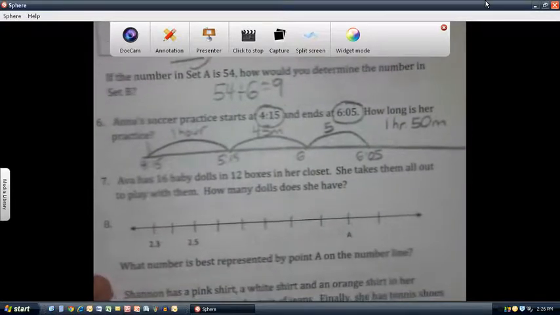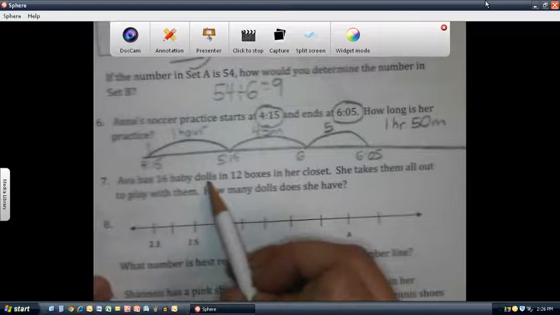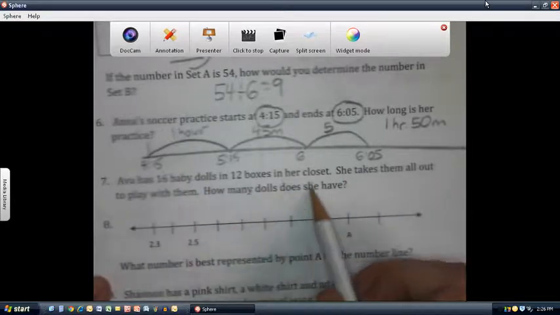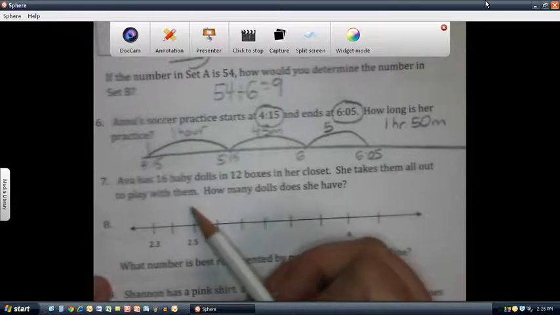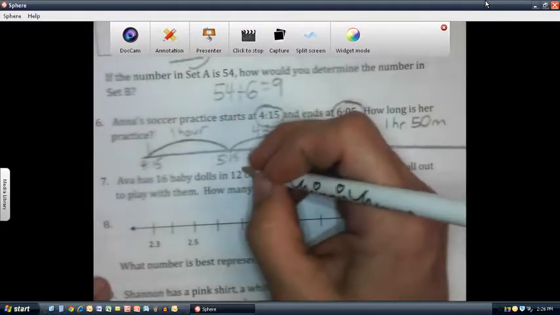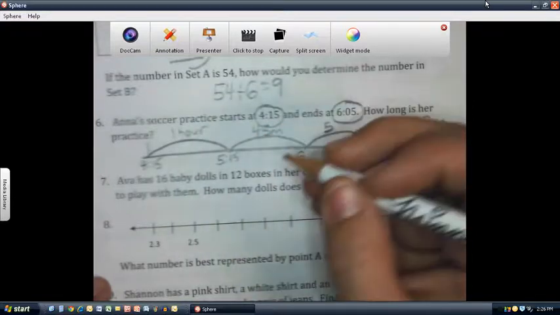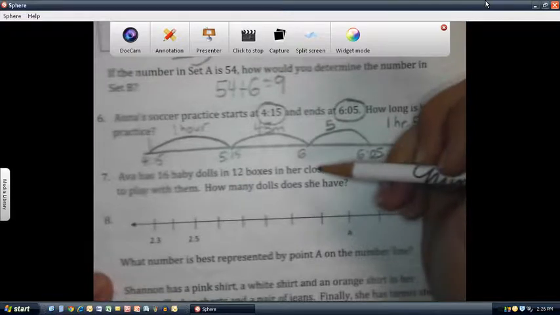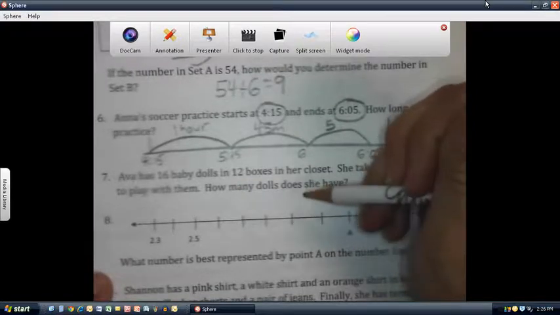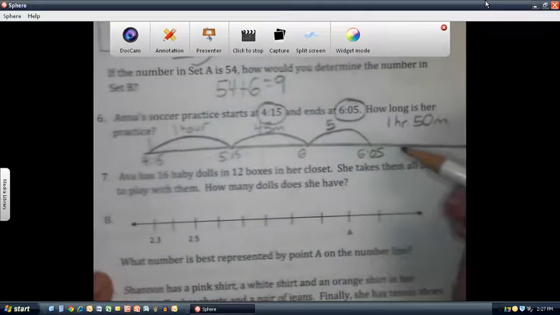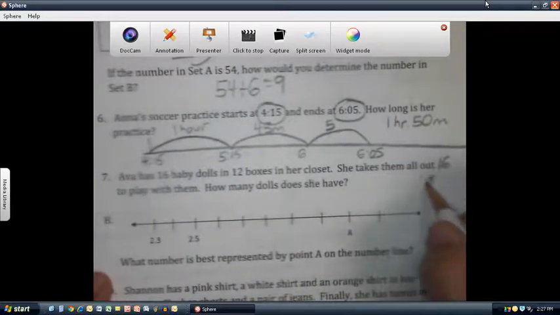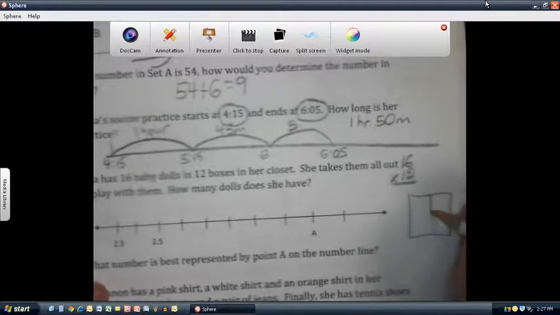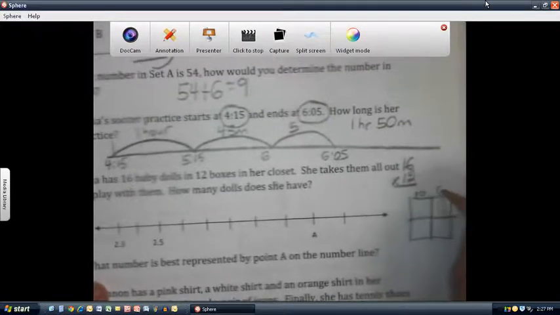Number 7, Ava has 16 baby dolls in 12 boxes in her closet. She takes them all out to play with them. How many dolls does she have? This really should say Ava has 16 baby dolls, she has 16 in each box, and there are 12 boxes. So if you were struggling with that one, I apologize. That one should say each box has 16 baby dolls in them, because I wanted you to multiply there. Nobody had a question about that one, so maybe you just assumed that's what I meant.